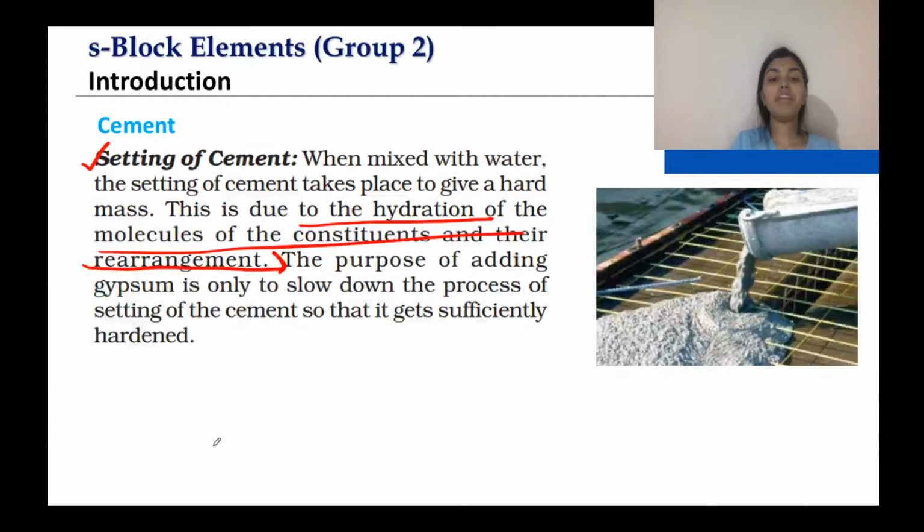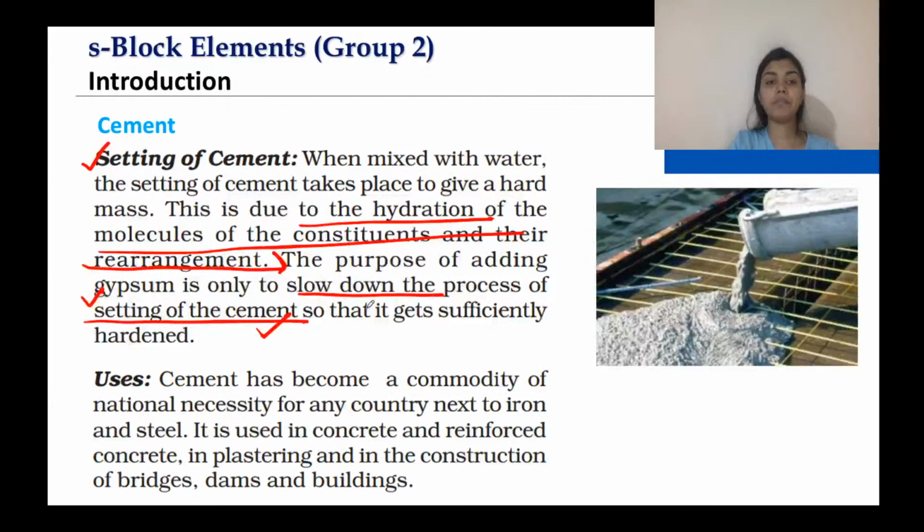So why do we add gypsum to the cement? This is important to slow down the process of setting of the cement. If you don't add gypsum, it will not get sufficiently hardened. Gypsum slows down the setting of the cement, so that enough time is there for the cement to settle and get sufficiently hard. Now its use, we already know that it is used for making buildings, bridges, dams, etc.